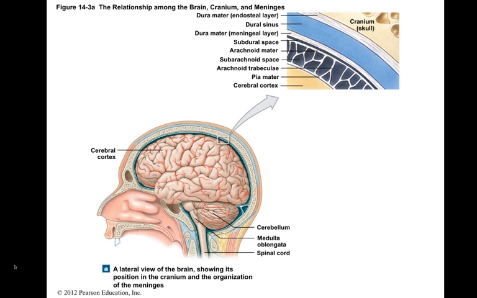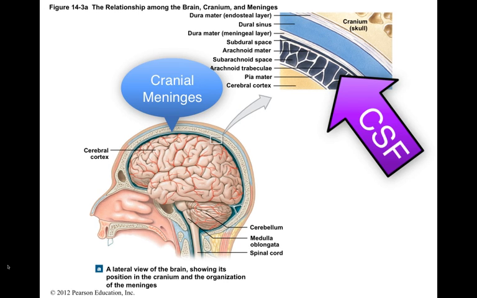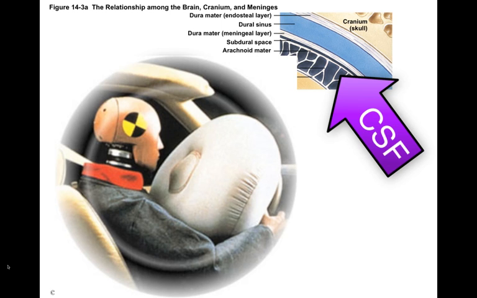This segment is on the ventricles of the brain and the cranial meninges. The brain is encased in layers of tough, protective cranial meninges. The cerebrospinal fluid circulated between certain meningeal layers cushions the brain and prevents it from contacting the cranial bones during a head injury, like airbags in a car prevents a passenger from hitting the dashboard.